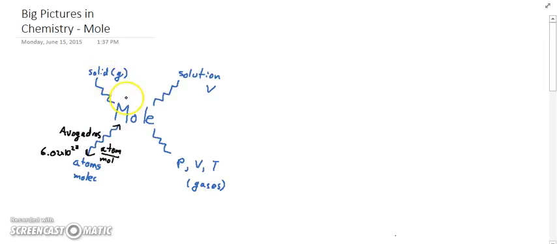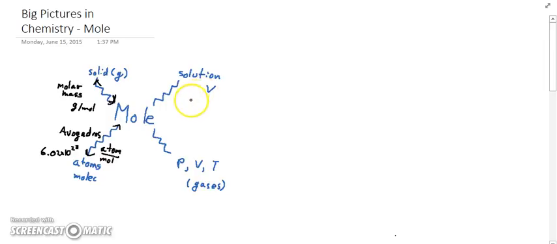If we start with solids, the conversion factor from grams to moles is the molar mass. The molar mass is different for each substance. We just have to add up the average atomic masses for the formula, and we get the molar mass. The units on molar mass are grams per mole, and so we can divide by that or multiply by that to get either into moles or back into grams.